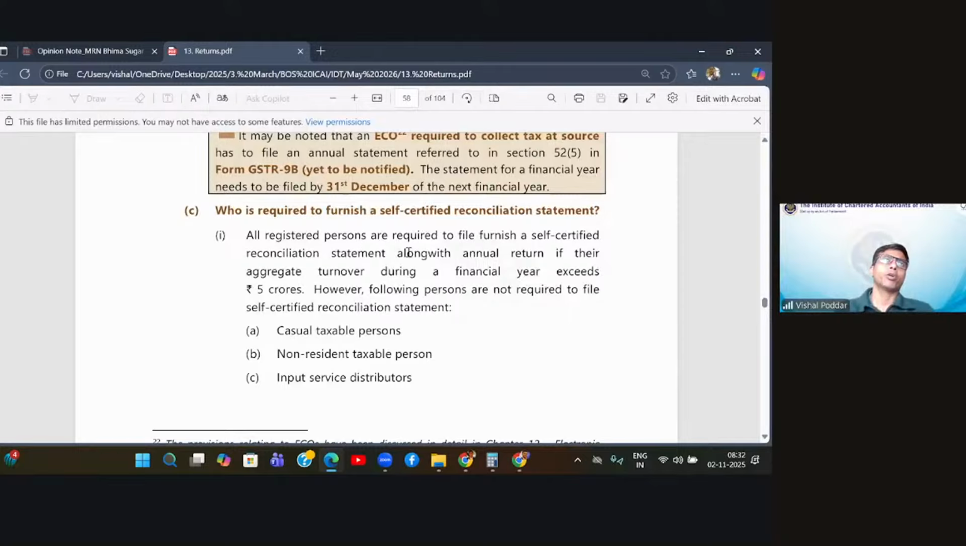Now, GST law has brought in, I believe, a very good concept called the reconciliation statement, which is in this form 9C. Firstly, this statement has been made applicable only to large taxpayers. The criterion given is that if your turnover exceeds 5 crore, then only you need to do this reconciliation. Here they have written self-certified. Originally, when the GST law was introduced, I think up to 2020, the certification had to be done by a chartered accountant or a cost accountant.